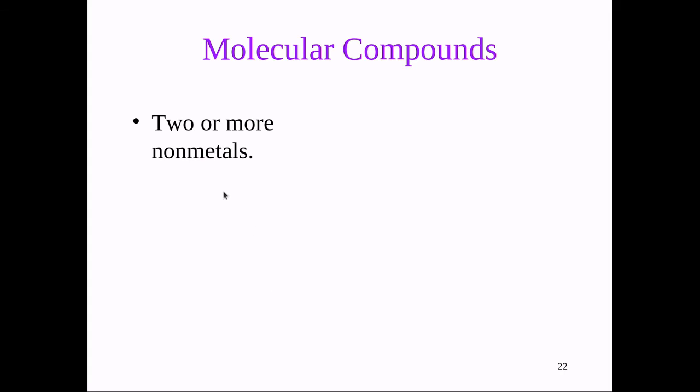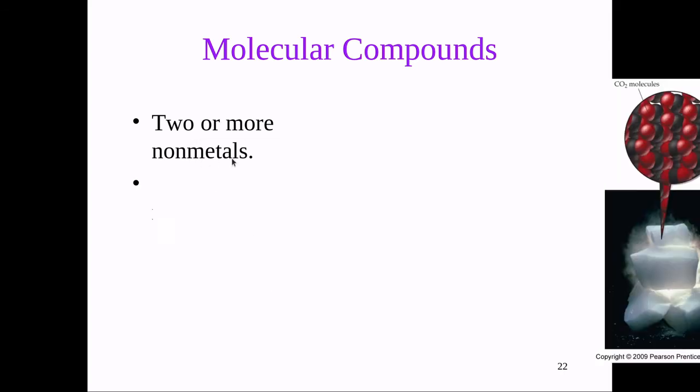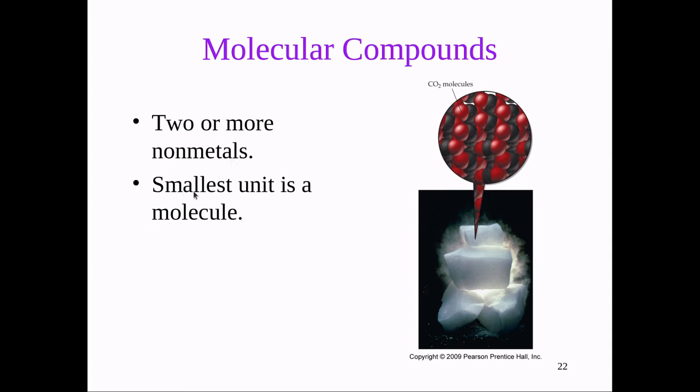Molecular compounds can be identified when you have 2 or more nonmetals. The smallest unit is going to be a molecule. So you need 2 or more nonmetals that are bound to each other. They have to be of different sorts, otherwise they would be molecular elements. And we're going to have these little molecules that fit together.